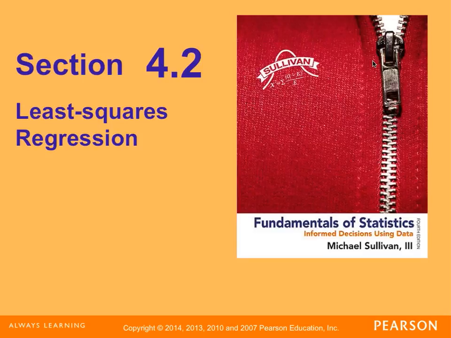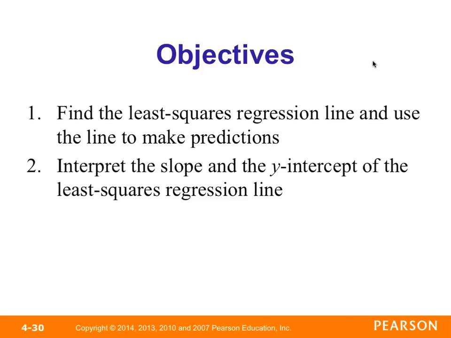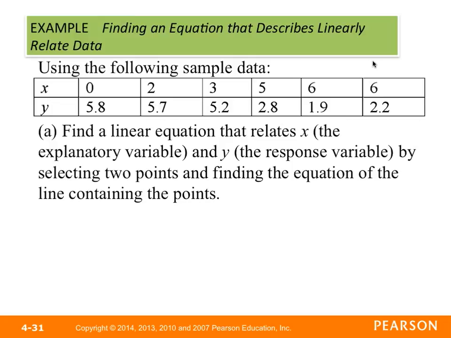Now in section 4.2, we're talking about least squares regression. We want to find the least squares regression line and then use the line to make predictions, and interpret the slope and the y-intercept when possible. So let's take a look at this data here. We have sample data, it doesn't necessarily have any kind of story behind it, but we have our values for x and our values for y. We want to find a linear relation that relates x, our explanatory variable, with y, our response, by selecting 2 points and finding an equation of the line containing the points.